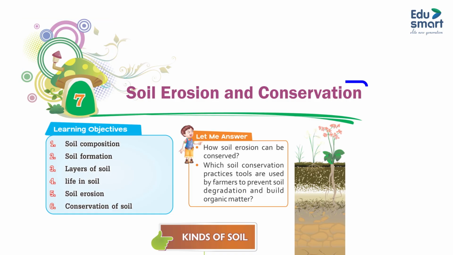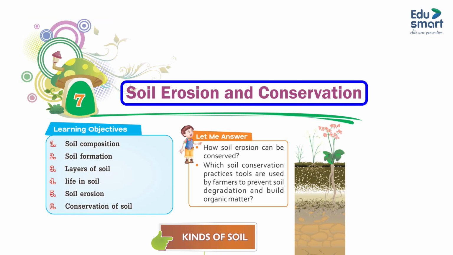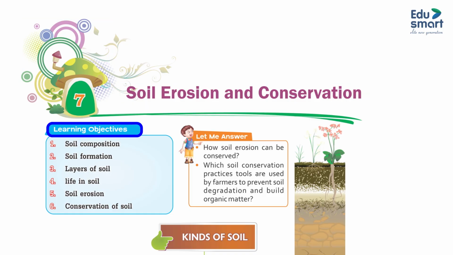Chapter 7: Soil Erosion and Conservation. Learning Objectives: 1. Soil composition. 2. Soil formation. 3. Layers of soil. 4. Life in soil. 5. Soil erosion. 6. Conservation of soil.